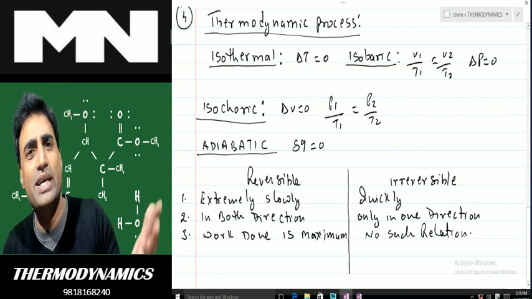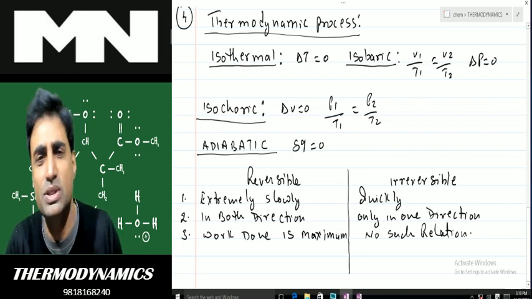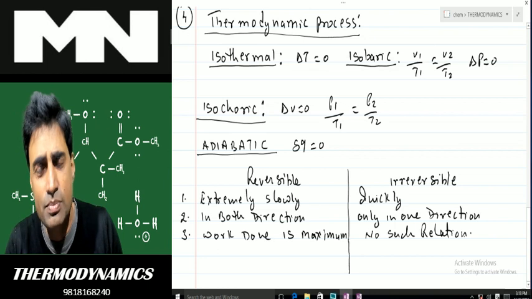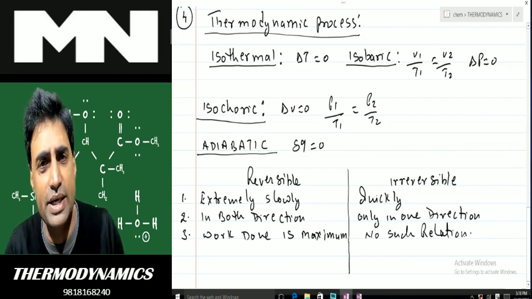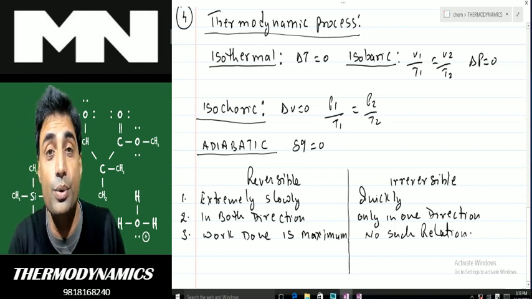And suppose the other team is very weak. In that case, we are not supposed to do our maximum work. We'll just pull them and they'll come. The pointer will move towards our side. So that will be one-sided only. That will occur quickly. We are not doing our maximum work.